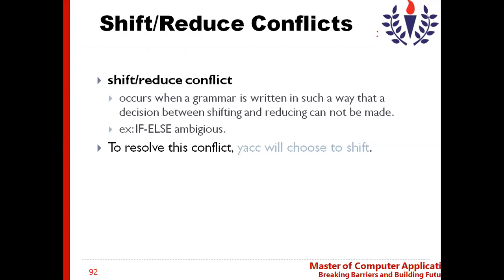So in some situations, when the parser is not able to choose whether it has to be shifted or reduced, the shift reduce conflict comes when a grammar is written in such a way that the decision between shifting and reducing cannot be made. So in that case, to resolve the situation, Yacc will always choose to shift. So it will keep shifting the token into the stack. When the situation arises, then it will be reducing, it will match with the grammar, and it reduces the token.